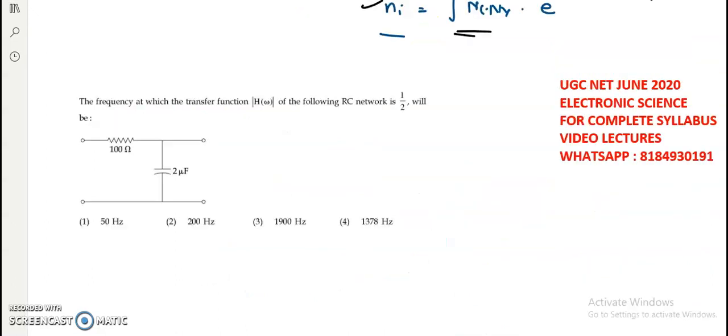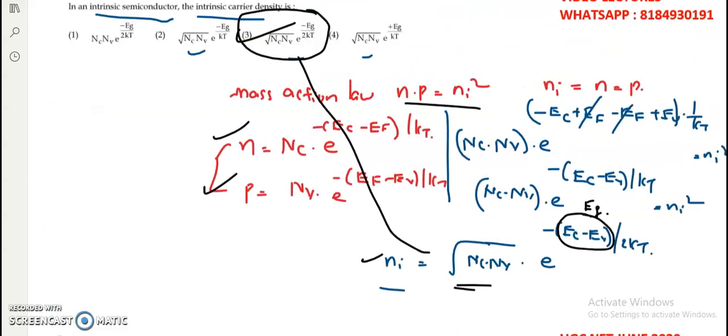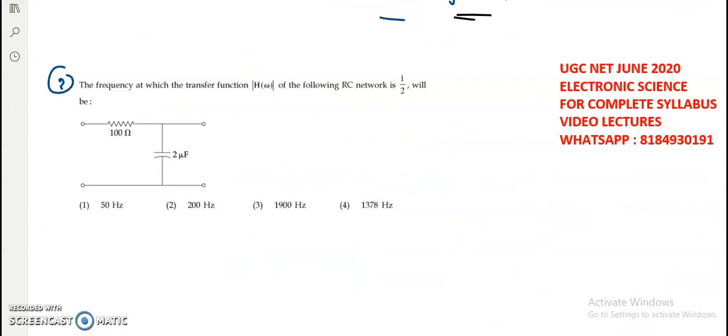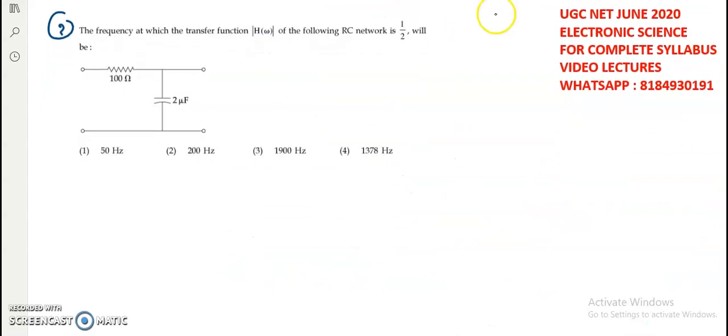Now, coming to the second problem. Here the second problem is: the frequency at which the transfer function H of omega of the following RC network is 1 by 2 will be. That means they are asking to find the frequency at which the modulus of H of omega is equal to 1 by 2.